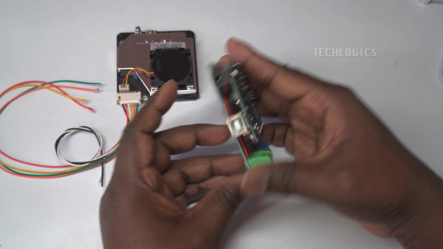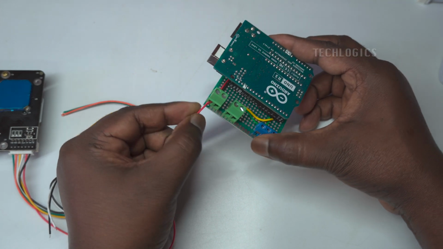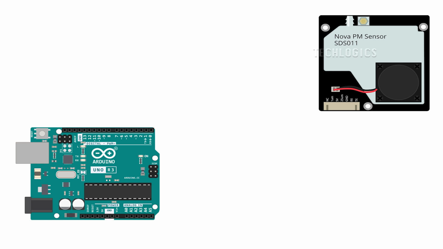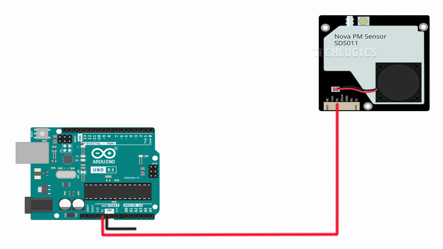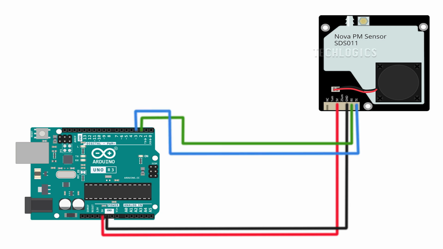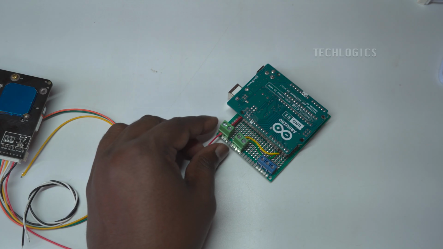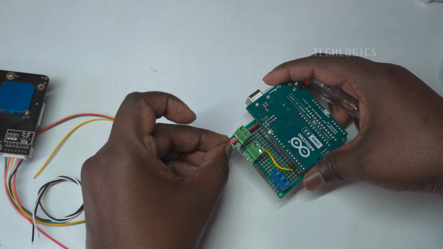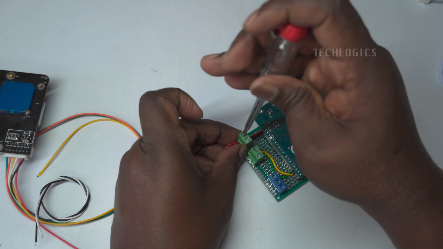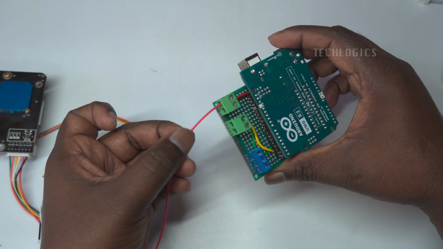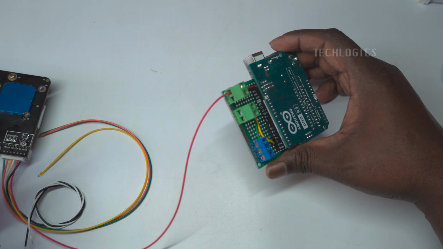The wiring configuration for connecting the Nova PM sensor SDS011 to the Arduino Uno is straightforward. In the Arduino code, we initialize the SDS011 sensor by specifying the RX and TX pins, which are set to digital pin 2 and digital pin 3, respectively. Therefore, while setting up the connections on the double-sided PCB board, ensure that the RX pin of the SDS011 is connected to digital pin 2 on the Arduino and the TX pin is connected to digital pin 3. The accompanying diagram will help guide you through the connections, ensuring a proper setup for effective communication between the sensor and the Arduino.